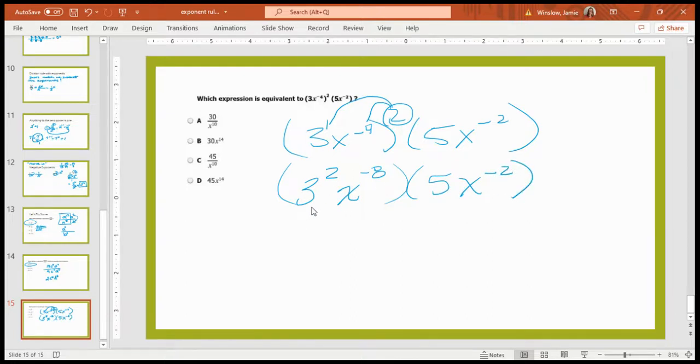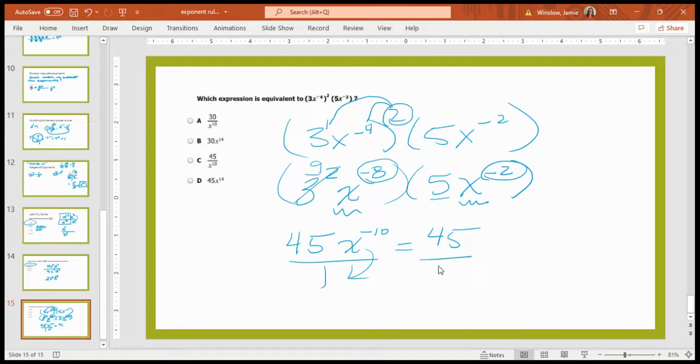So we're multiplying. This is really 9, right? We can make this a 9. So 9 times 5 is 45. And remember, when we multiply, we add the exponents. These are the same bases, so we can do that. -8 plus -2 is -10. But we want to make it positive, right? So we're going to move the negative part. So we'll have 45 on top and x to the 10 on bottom. Let's find our answer. Here it is.